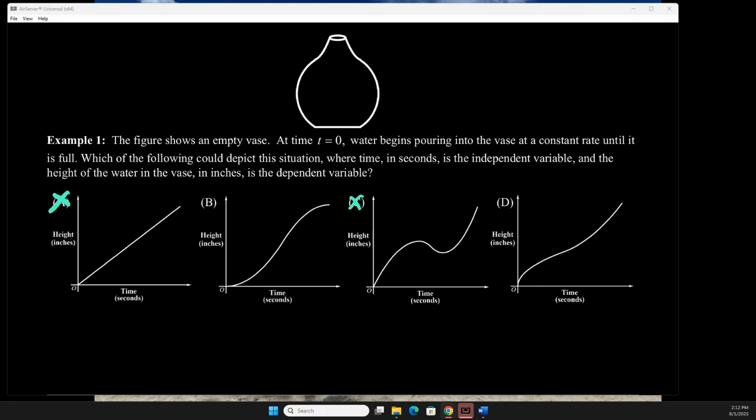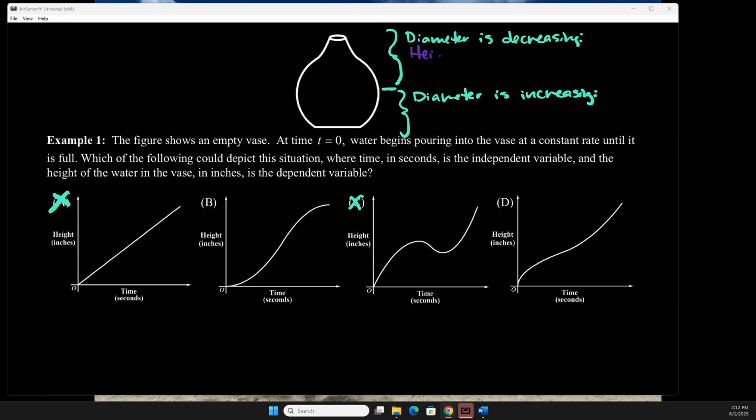Okay, so what we're going to do is right here is the dividing line. And so above that line, the diameter is decreasing. And below that line, the diameter is increasing. Right, in both of these cases, no matter what, because there's no leak in the space, the height is increasing.